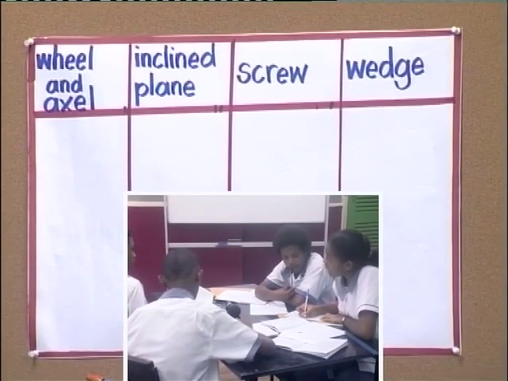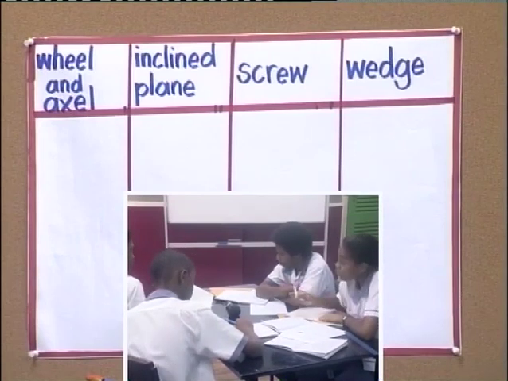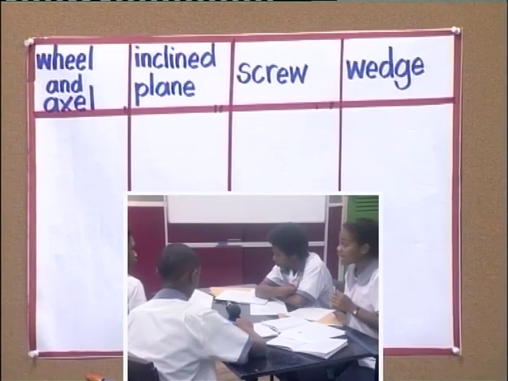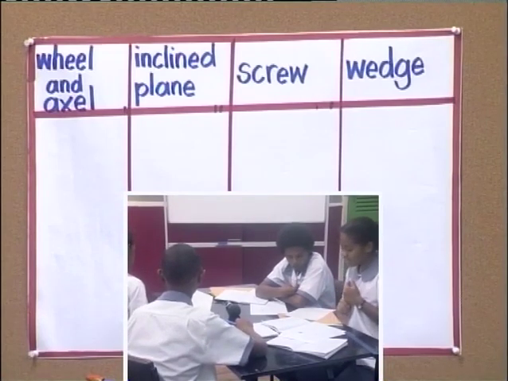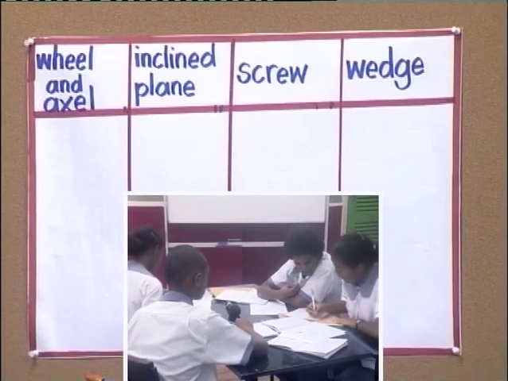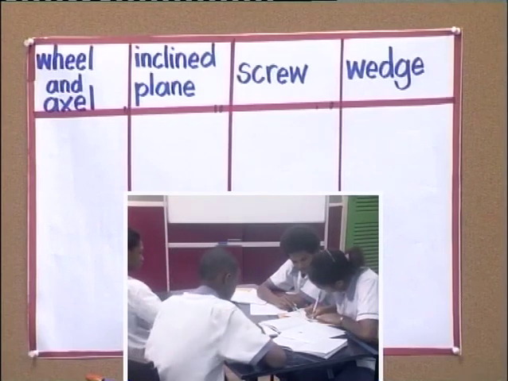You should be discussing together now, the 4 of you. Discuss together where each of these simple machines should go. Where do they go? Is it wheel and axle, inclined plane, screw, or wedge? Okay, until you get all those machines in those 4 columns, in the correct column.